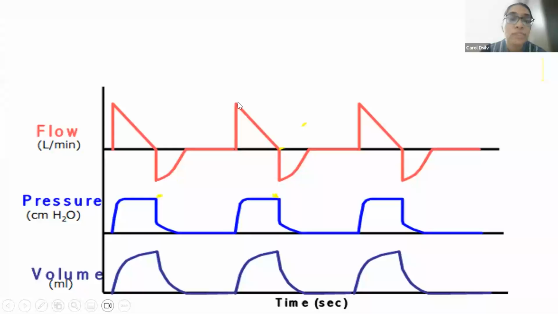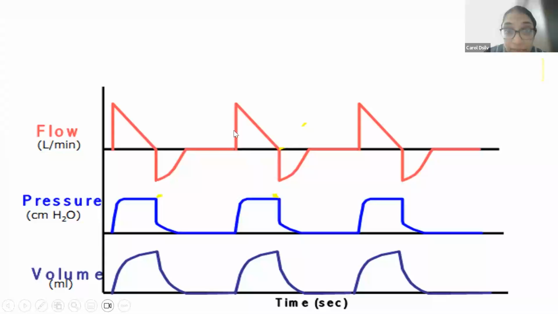Okay. And the flow is very typical of pressure control, which is the decelerating flow. So you'll always see a decelerating flow. This can be seen in pressure support as well as pressure control. But this decelerating flow is typical of your pressure controlled modes. Okay. And what is the negative flow? I'm sorry, I cannot hear you. Ma'am, what is the negative flow?